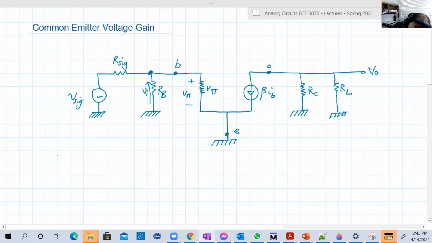Number one, open loop voltage gain, AV naught. AV naught is basically the voltage gain when there is no load. So I'm going to disconnect the load, just consider it as an open circuit and solve it. AV naught is equal to VO over V input. Where is V input? The voltage of our input, between this terminal and the ground.